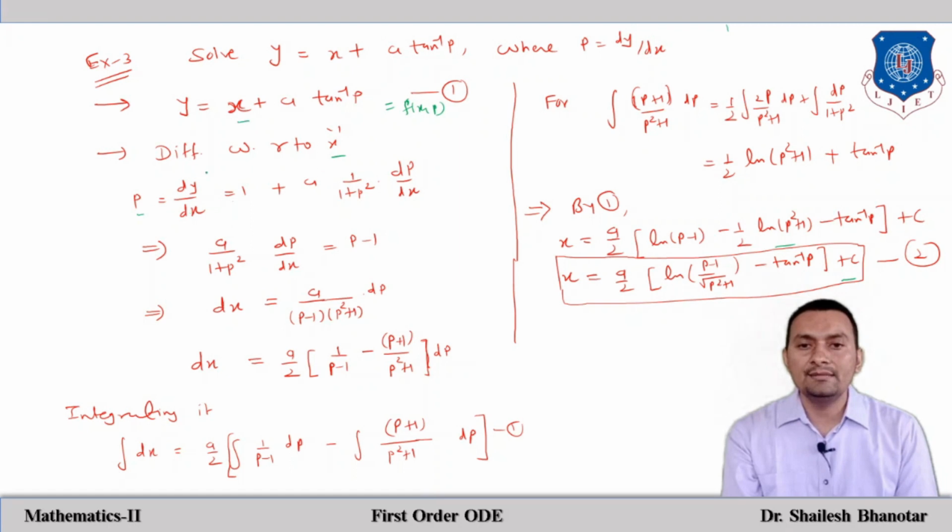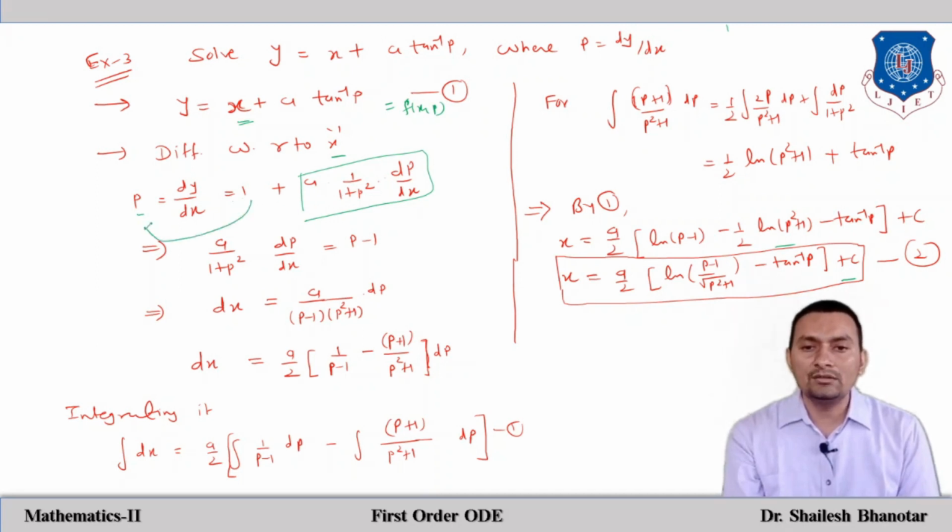So dy by dx, that is p, equals the derivative of x, that is 1, plus a times 1 divided by 1 plus p square into dp by dx. Now take this on the right hand side, and just take 1 on the left hand side, so we will have this one. Now apply the variable separable method, so we will have this one, but again we have to integrate. So in that case we have to apply the partial fraction method, and you will get this one.